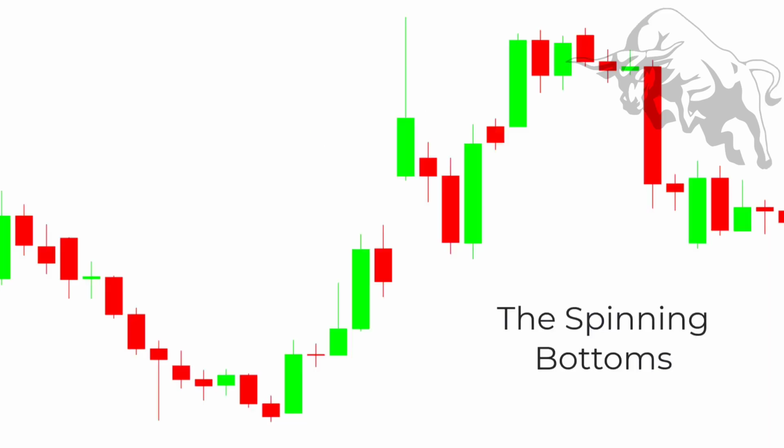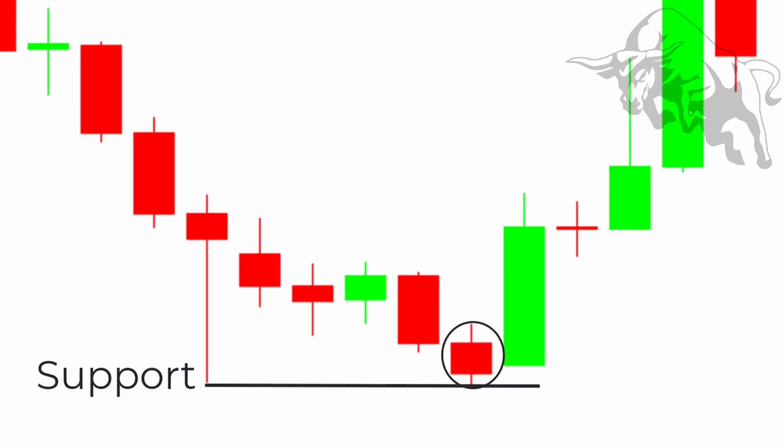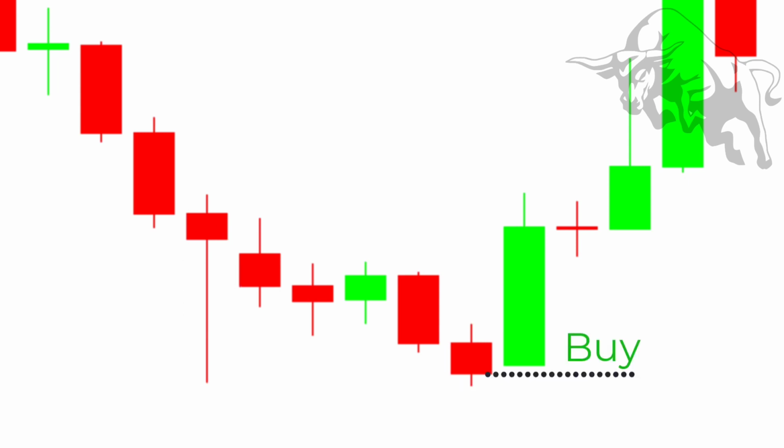Here is an example of the spinning bottoms pattern on the Ethereum daily chart. Notice how the spinning bottom candle has appeared exactly at the support level where the price has faced a strong rejection in the recent past. So you could either buy from here or wait for the third technical factor, which in this case is the long breakout bullish candle.